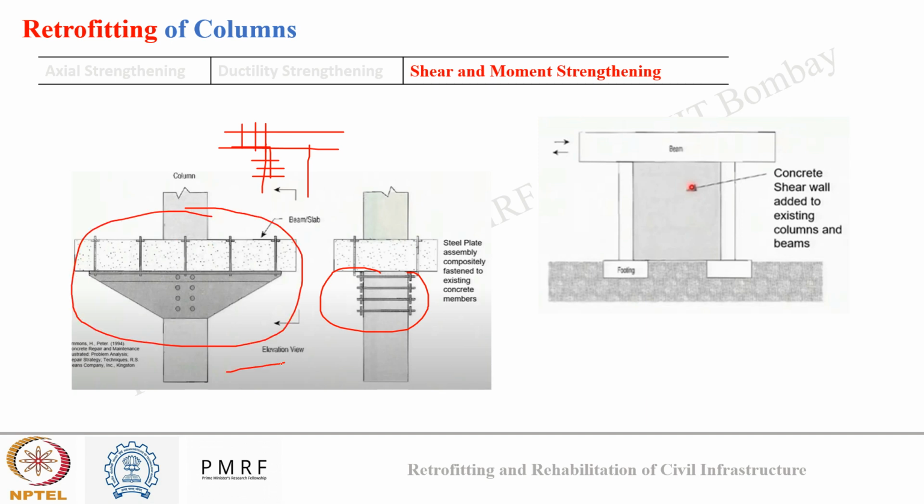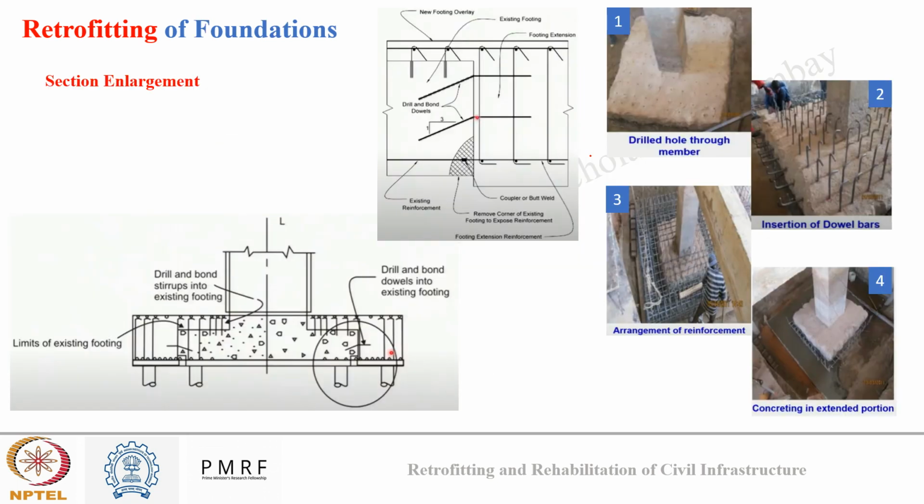So this is one way in which moment strengthening can be done near the support, or the other way is to provide a shear wall. Between columns and beam I will cast a shear wall, which will act as an additional member to carry the shear stress. So instead of the load transferring here, it will transfer to the wall also, and it will reduce the load on the column. Okay, I hope the discussion about column strengthening is clear.